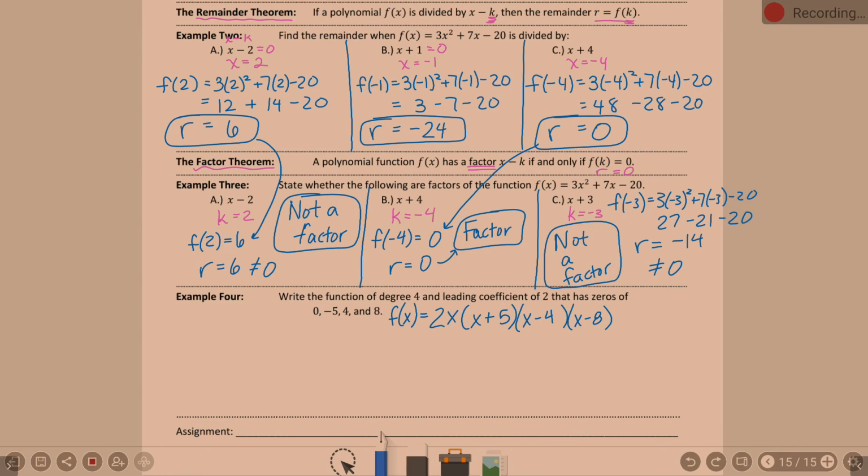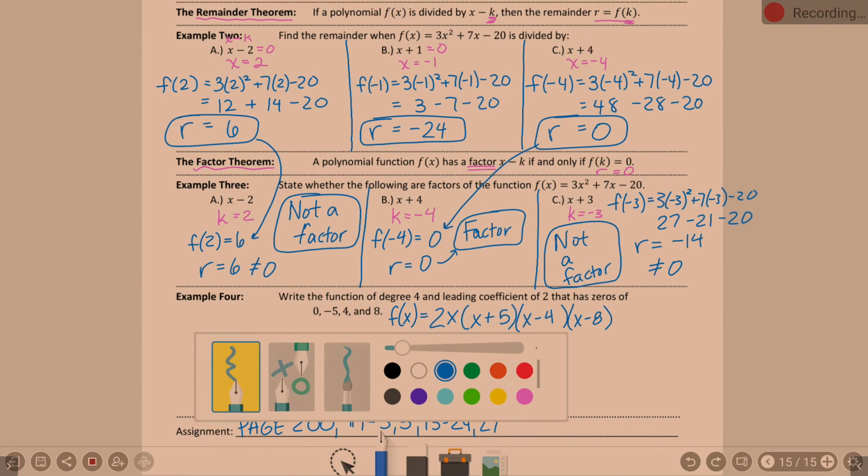So I would say go ahead, try the homework. Most of it should go pretty quickly, pretty easy. It's not a long homework. 27, 28 are probably these two. So we can talk a little bit more on Monday if we need to. Okay? I'll write this down real quick, because I forgot to do that this morning. Page 200, 1 to 3, 5, 13 to 24, 27, whoops, 28.